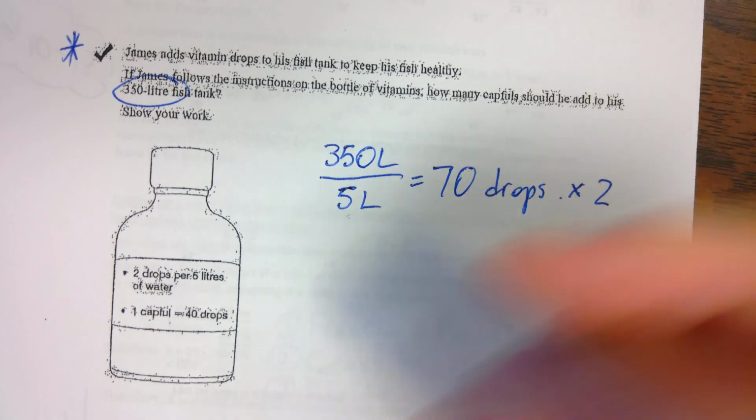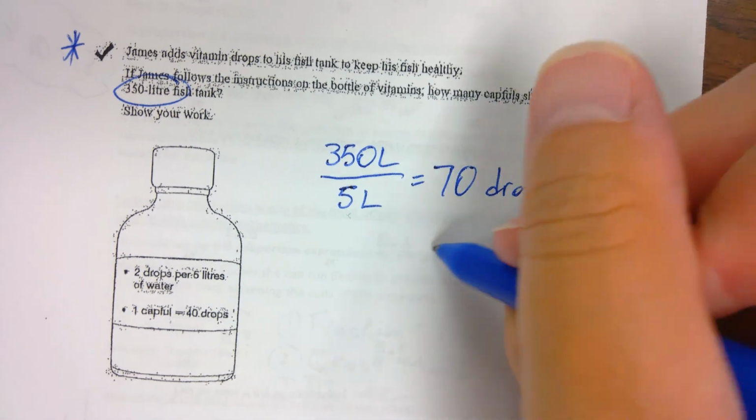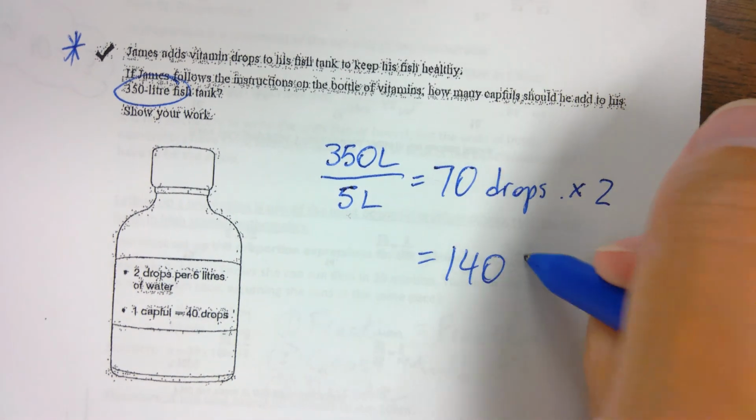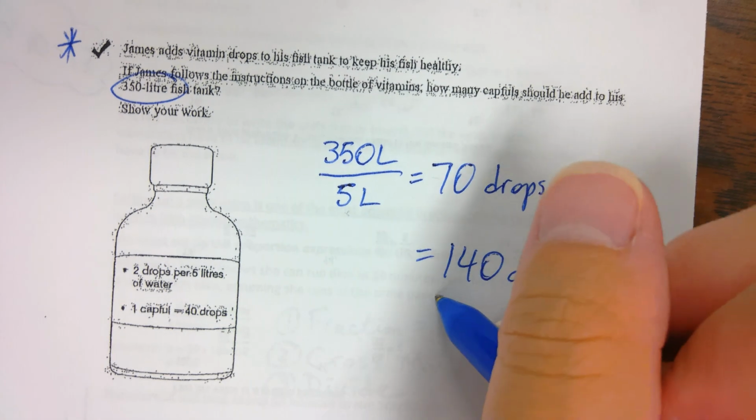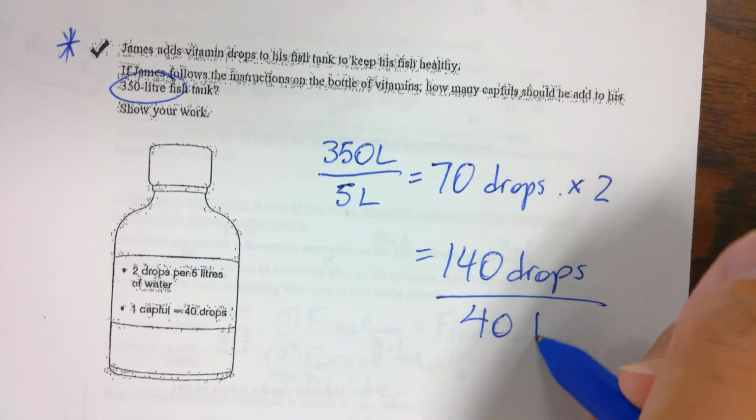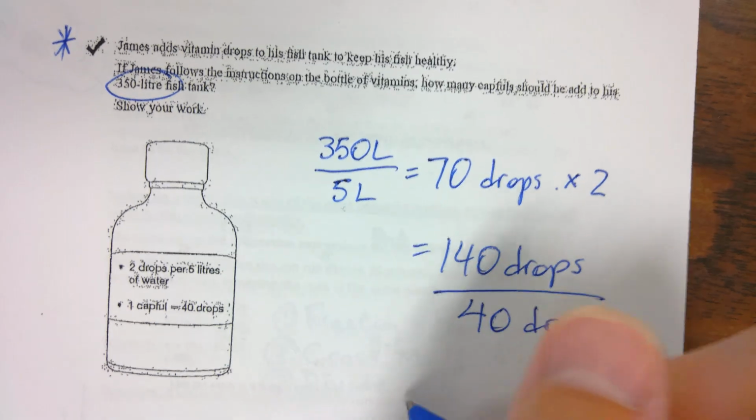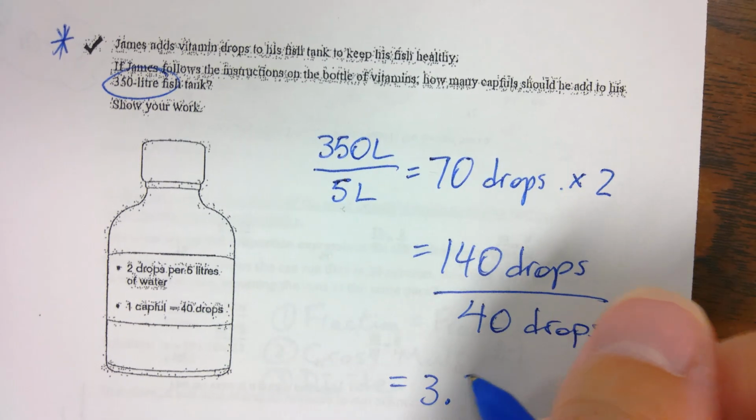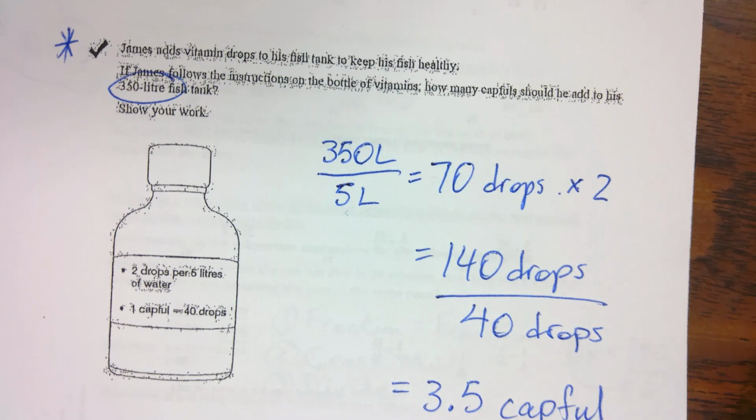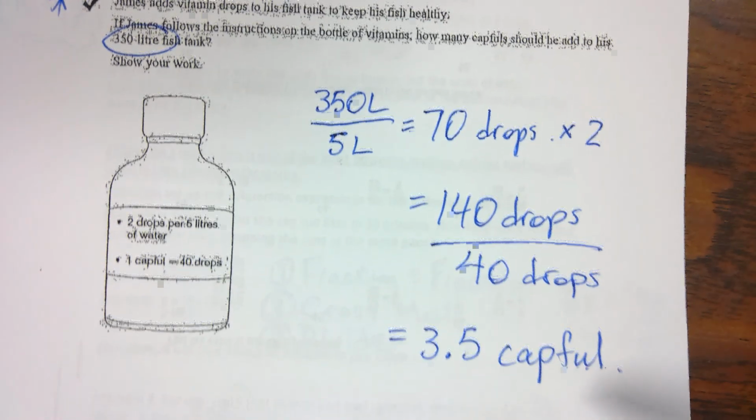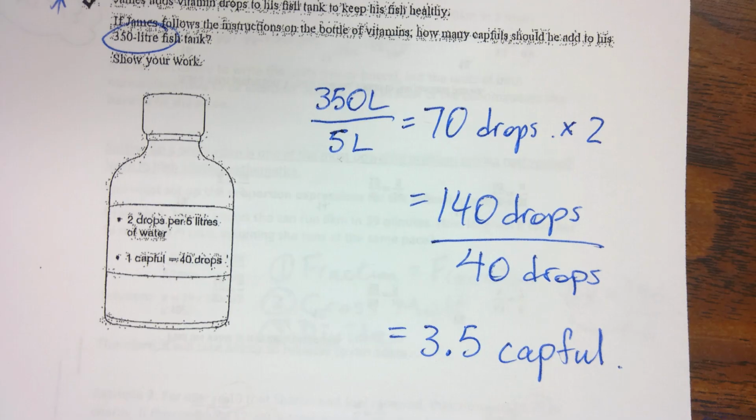Good. Okay, because it's every 2 drops, that means in total you need 140 drops. And because 1 cupful is 40, when you divide it by 40 drops, you got 3.5 cupfuls. Okay. In this case, we have a decimal. Does the decimal make sense in this case? Yes. Okay. So you would keep that decimal.